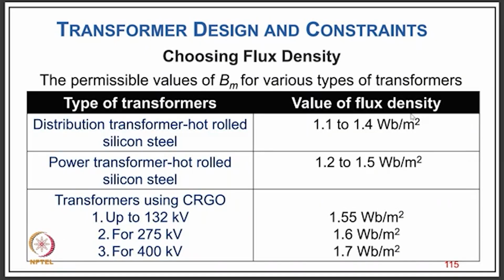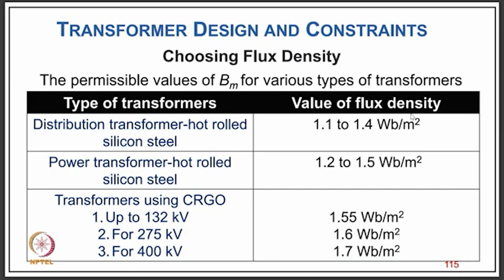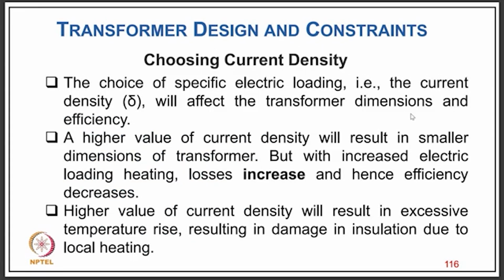So you can see the permissible value of flux density Bm for various types of transformer. For a distribution transformer with hot rolled steel, we have a flux density of 1.1 to 1.4 Tesla. Power transformer with hot rolled steel is 1.1 to 1.5 Tesla. Transformer using cold rolled grain oriented steel up to 132 kV is 1.55 Weber per meter square, for 275 kV transformer 1.6 Weber per meter square, and for 400 kV transformer 1.7 Weber per meter square. So you can see as the voltage rating as well as power rating goes higher, a higher flux density is used so that the size of the transformer is reduced. Of course, we have to use better cooling.